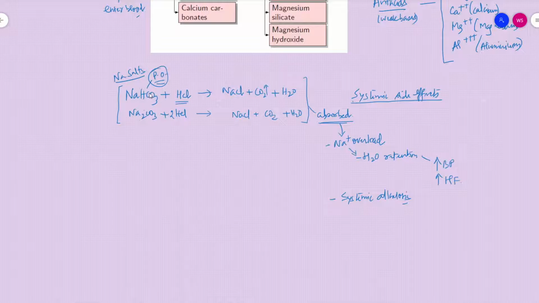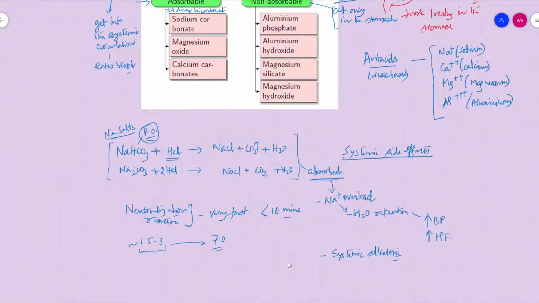At the same time, in the GIT we said it's given per orally, it acts with hydrochloric acid, and then there is this neutralization reaction. The neutralization reaction is very fast. Typically it takes less than 10 minutes. In less than 10 minutes, they cause neutralization and increase the gastric pH, sometimes up to 7. Approximately the gastric pH is about 1.5 to 3, and it increases to 7 within 10 minutes of administration of bicarbonate. But it has this problem: it can cause systemic side effects.